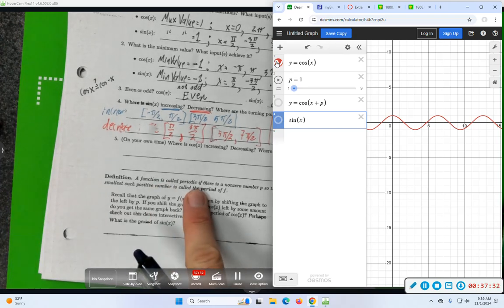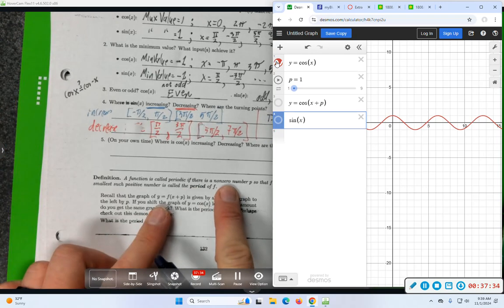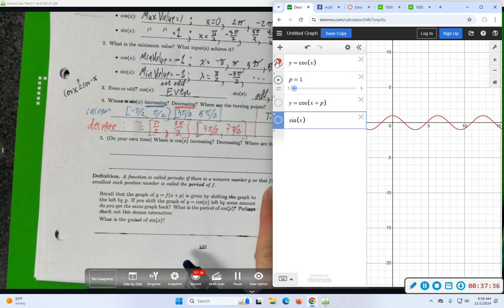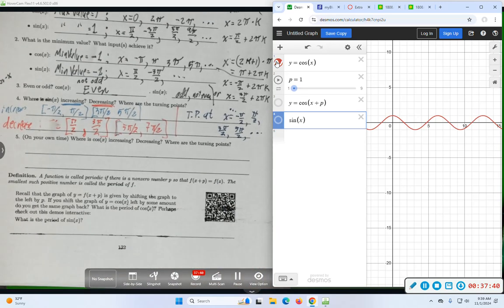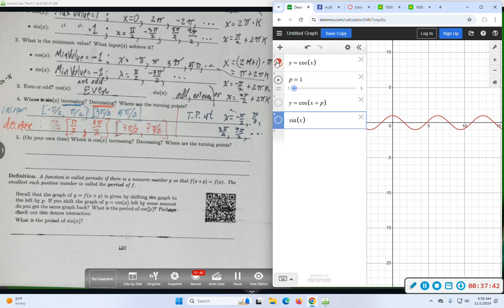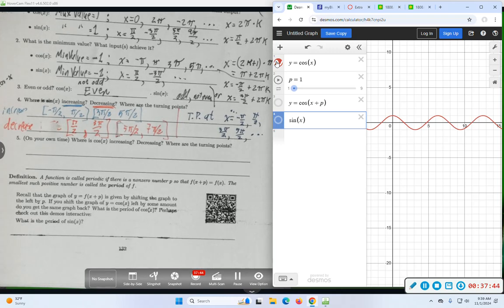A function is called periodic if there is a non-zero number p, so that f of x plus p is the same as f of x. So that means if you take the whole graph of the function and shift it left by some number, you get the same function back. The minimal p that does that is called the period.